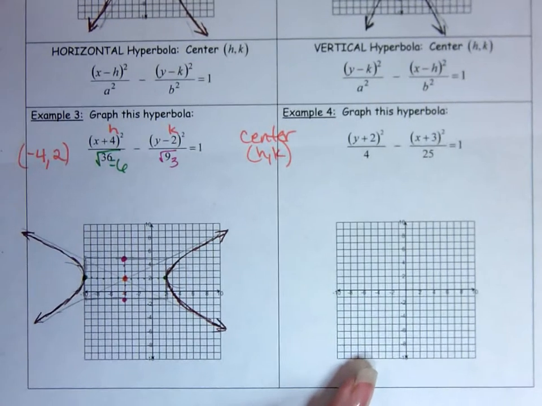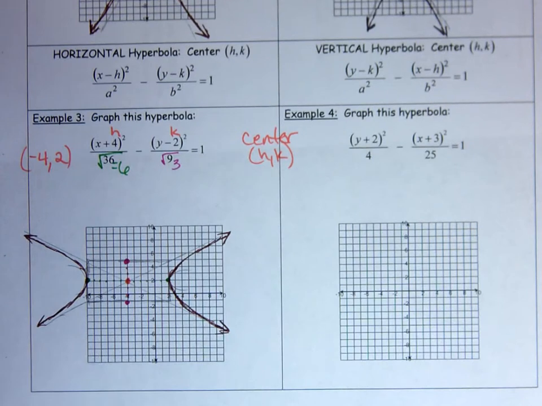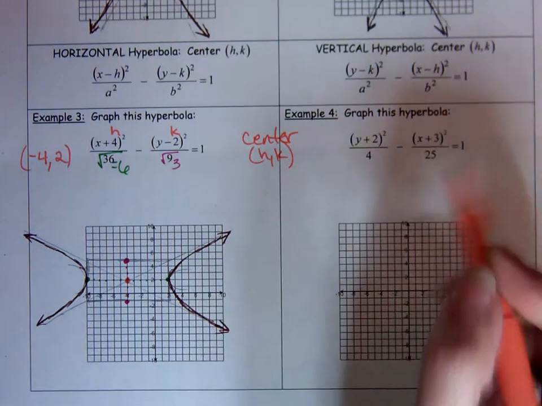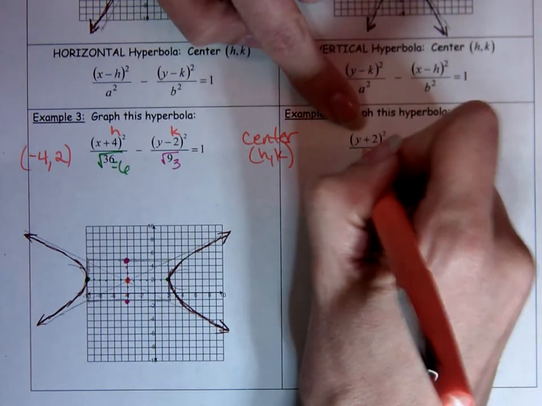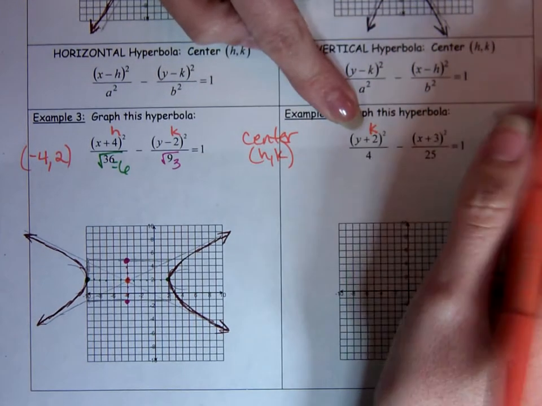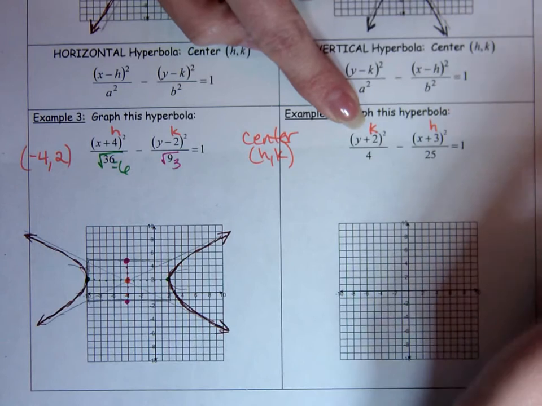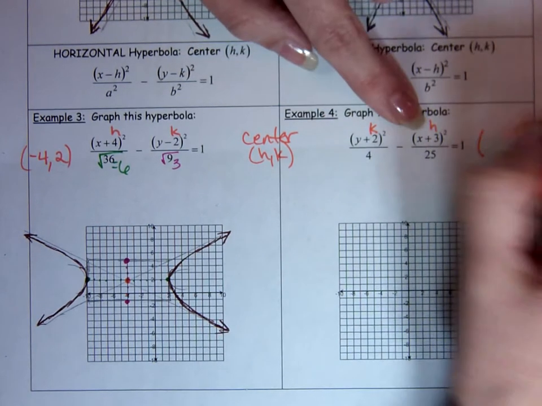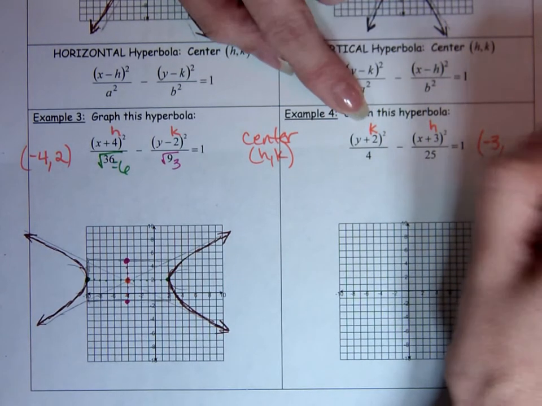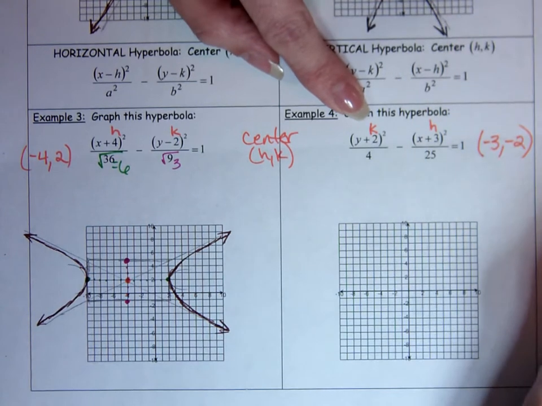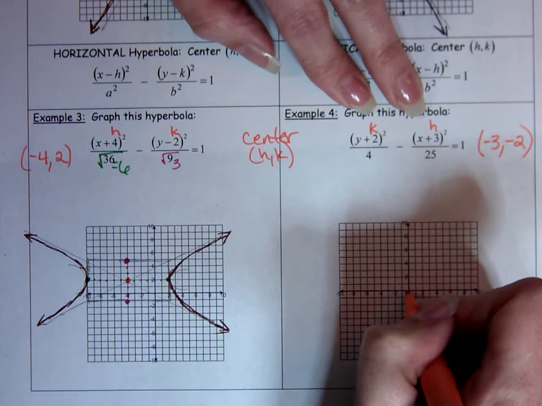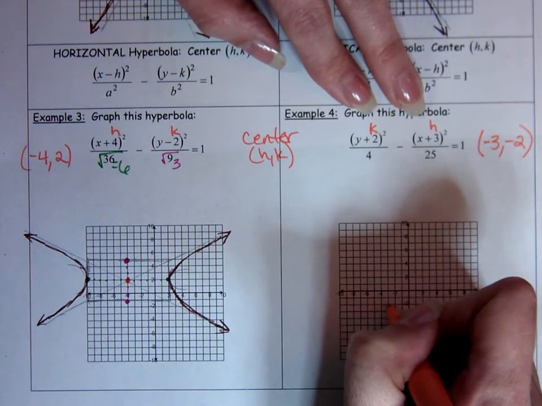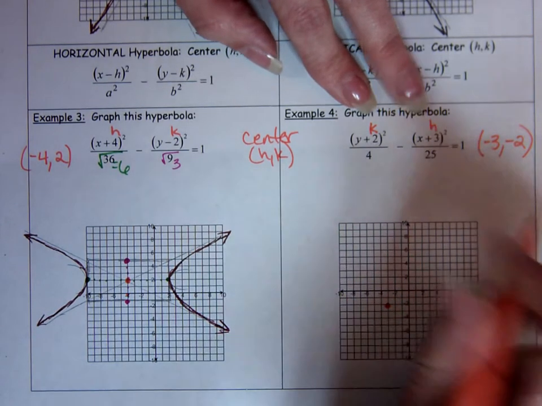So let's look at example 4. We'll graph that one. The center (h, k), careful, the y came first. So this is my k value now, and my h is here. So my ordered pair for my center is (-3, -2). Got to be real aware of keeping those in order. So I go to (-3, -2). Plot my center.